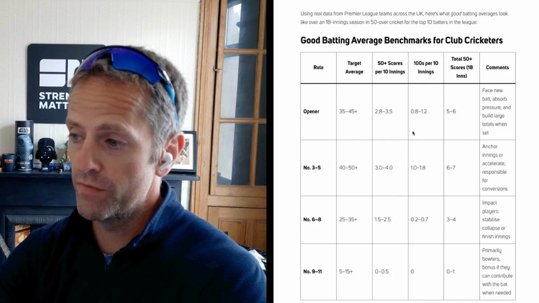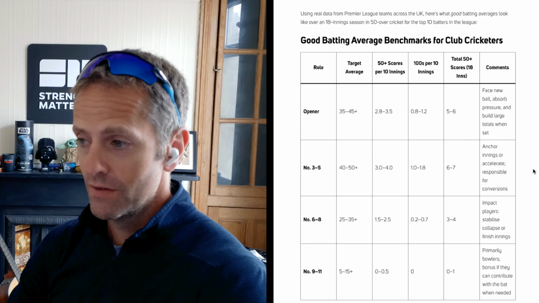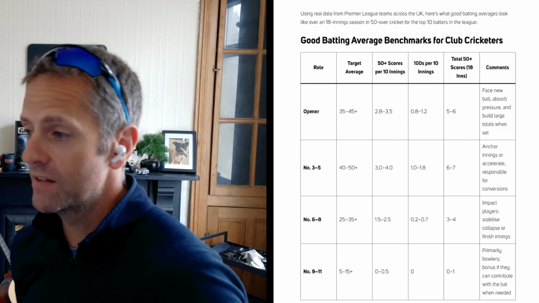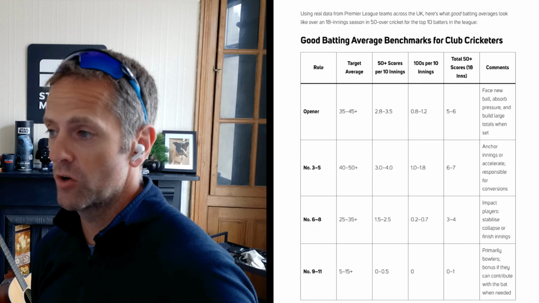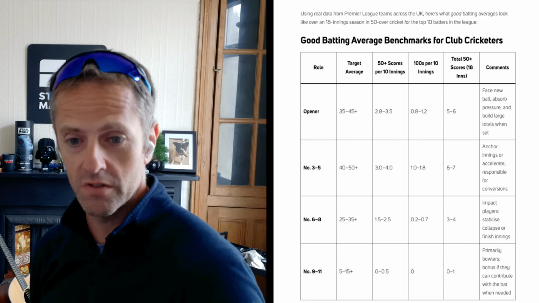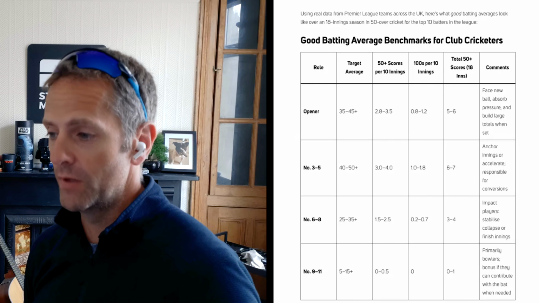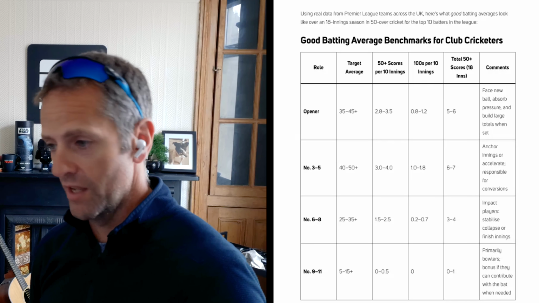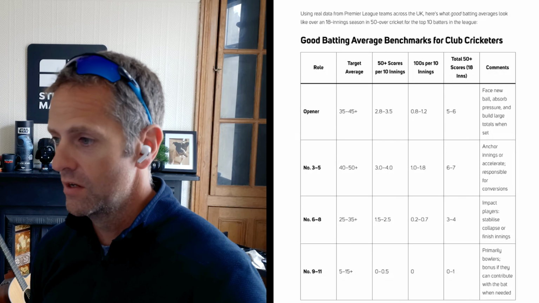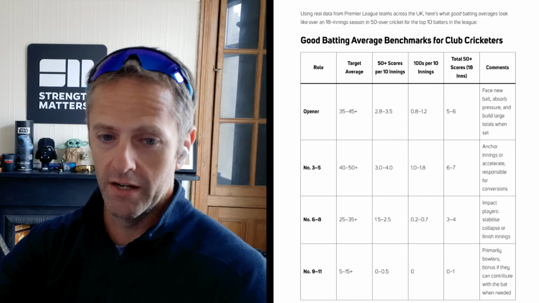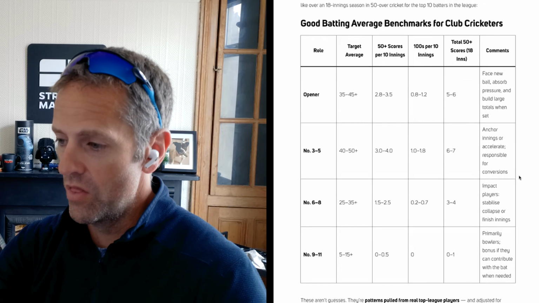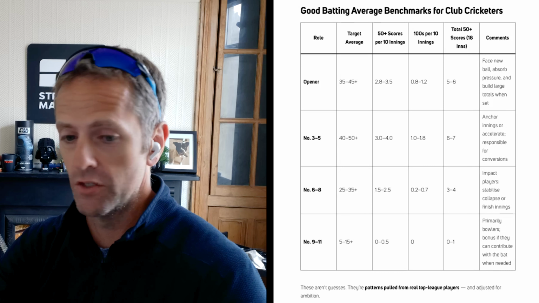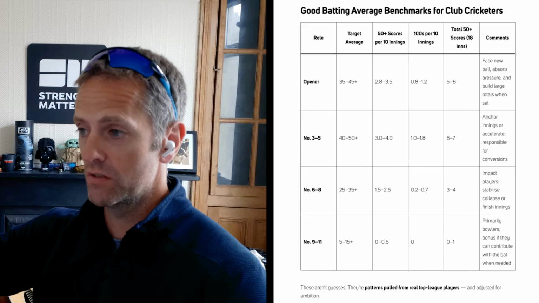Again, now we look at number 3 to 5, 40 to 50 plus. 50 plus scores per 10 innings, 3 to 4. And 100s per 10 innings, 1 to 1.8. Total 50 plus scores, 6 to 7 in the course of a season. It gets a bit lower for 6 to 8 and 9 to 11. For 6 to 8, looking at 25 to 35 plus. For 9 to 11, 5 to 15 plus is a bonus. But you can see on the table what we're showing here now: these aren't guesses. These are patterns pulled from real top league players and adjusted for your ambition and where you should consider yourself to be.